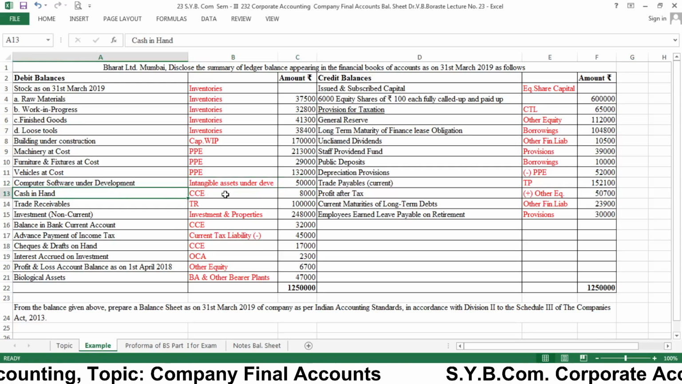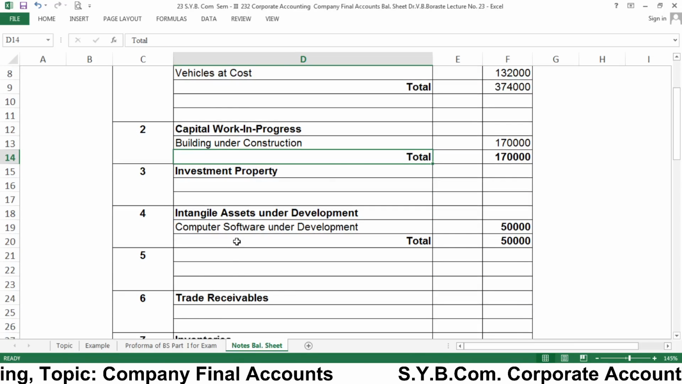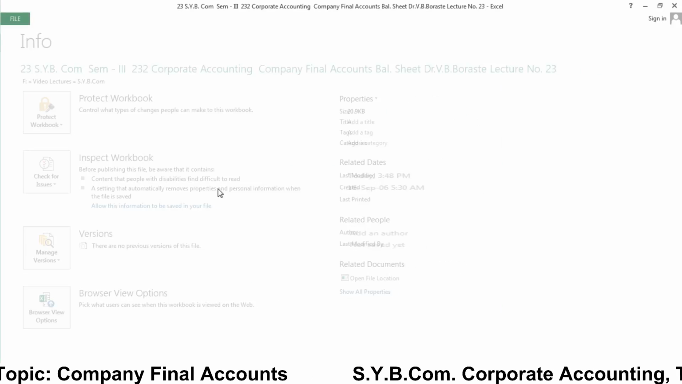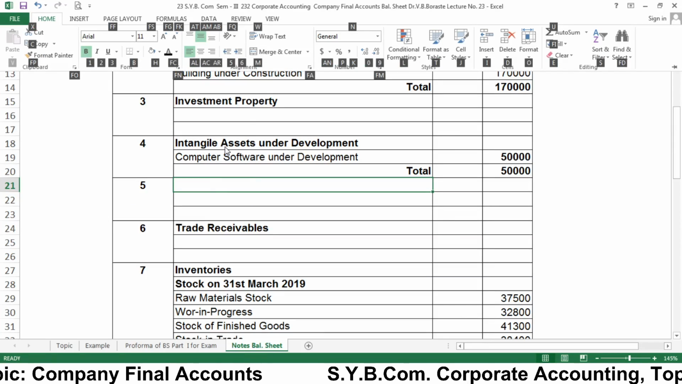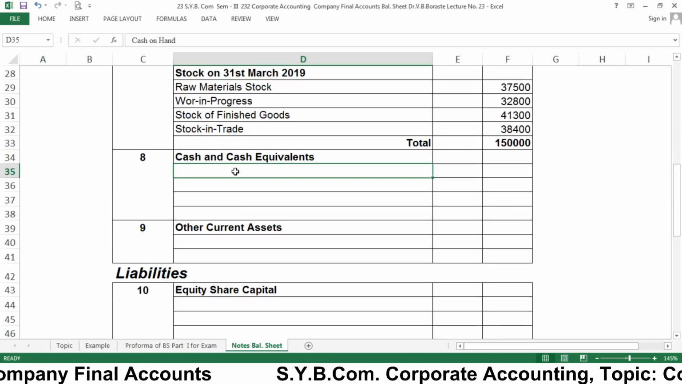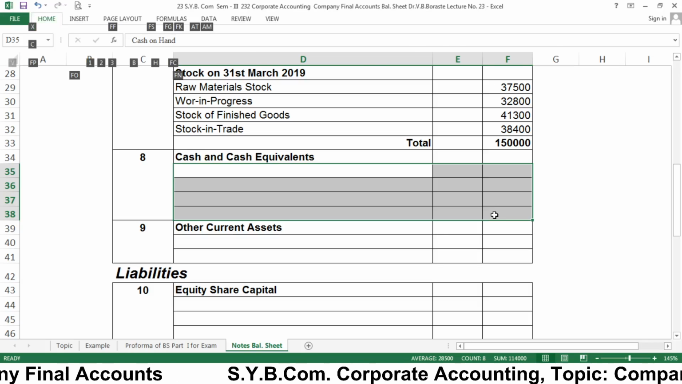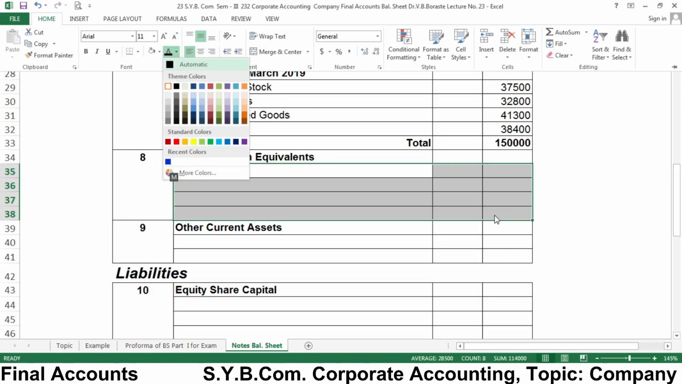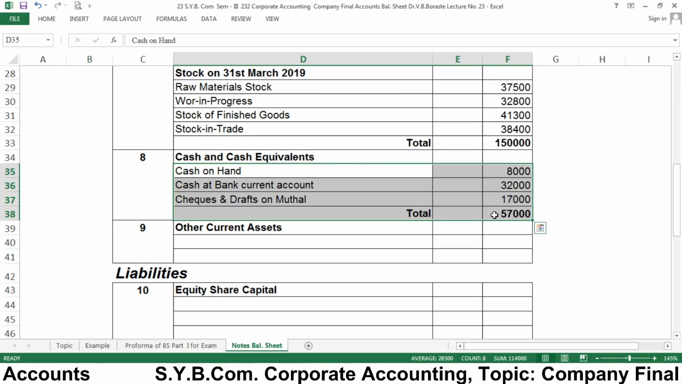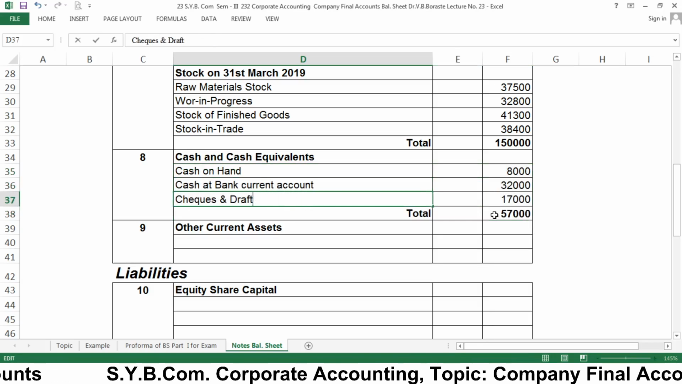Then cash in hand. It will be recorded in the cash and equivalents. Note number 8 is there. Cash and equivalents. So again, I am going to write all these things over here: cash in hand, cash at bank, current account, checks and drafts.